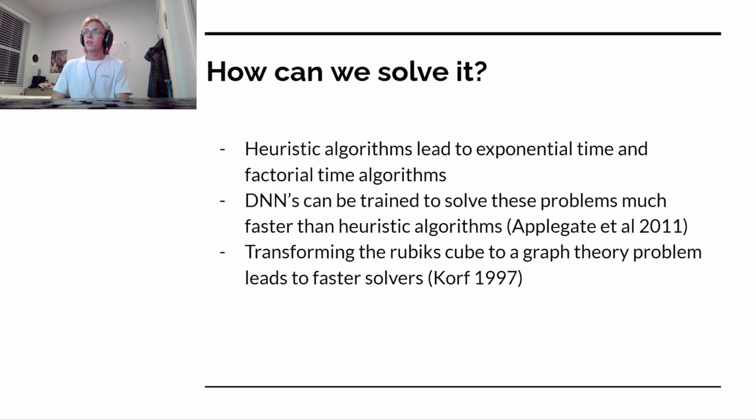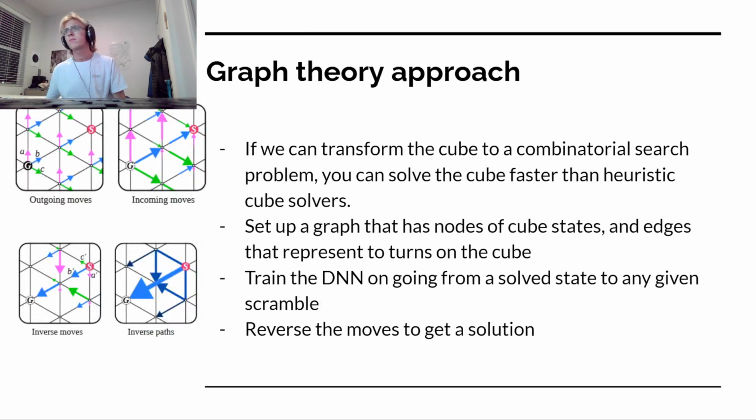So we started training neural networks on these combinatorial search problems, and it led to a lot faster run times. That was done by Applegate in 2011. When it pertains to the Rubik's Cube, we can transform it to a graph theory problem and then use a similar algorithm to the traveling salesman problem to get a faster solver. That was done by Korf in 1997.